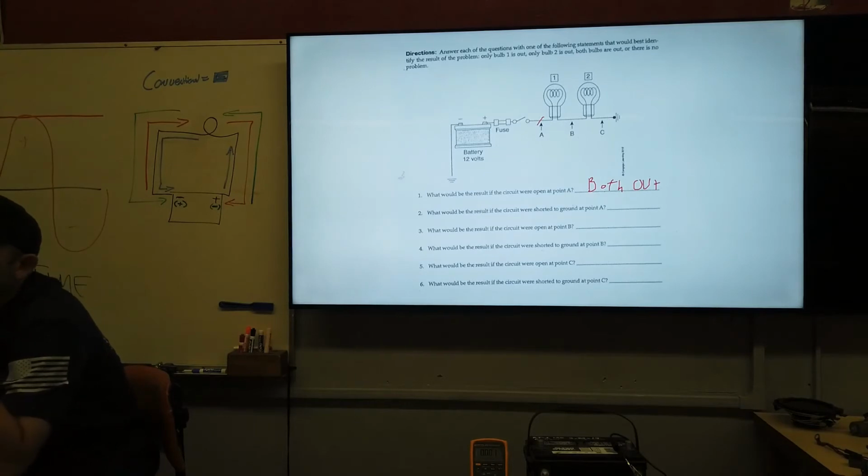So both are out. Then what would be the result if we had a short to ground at A?